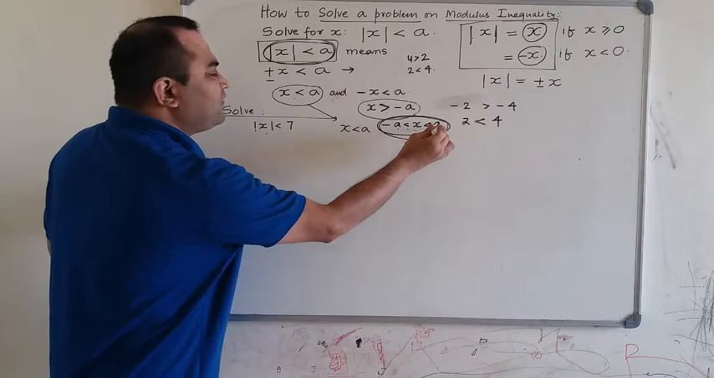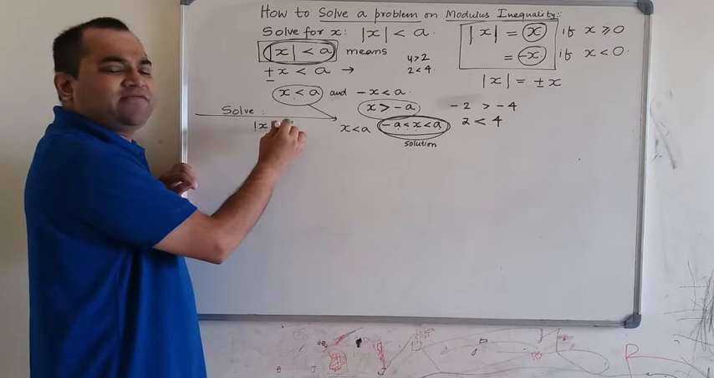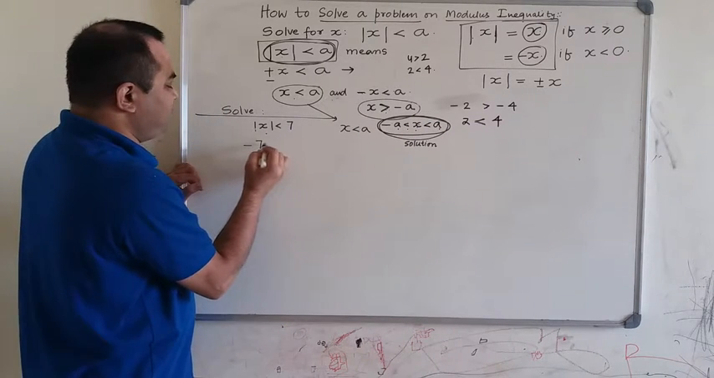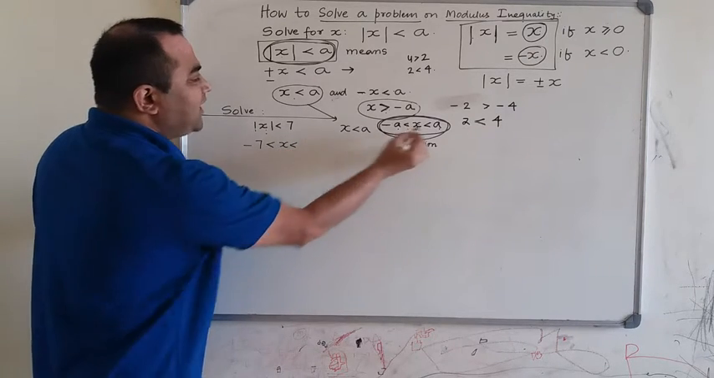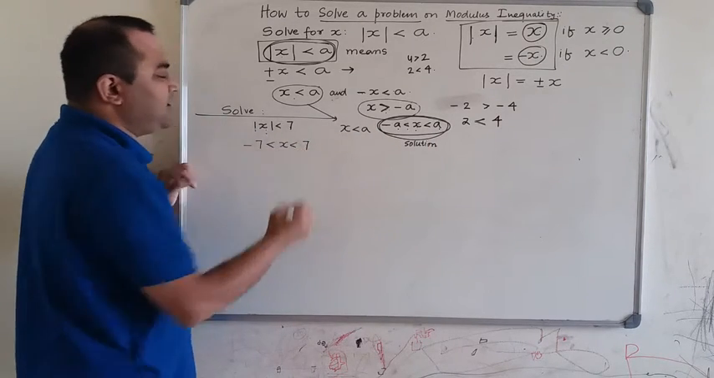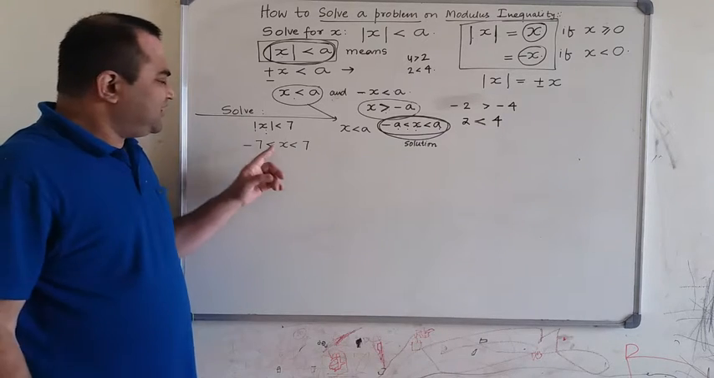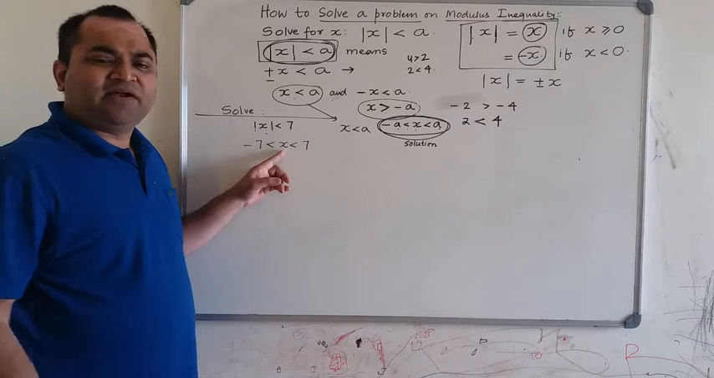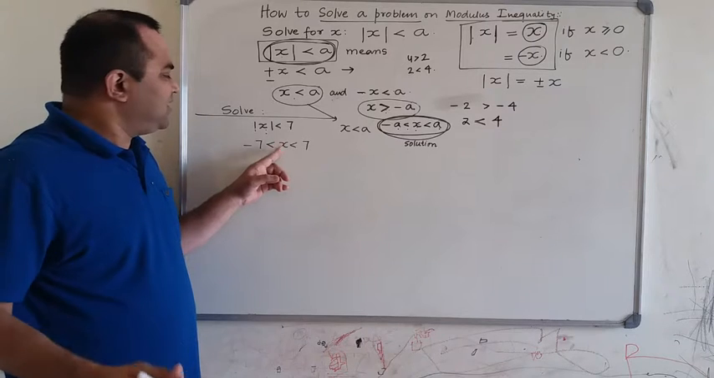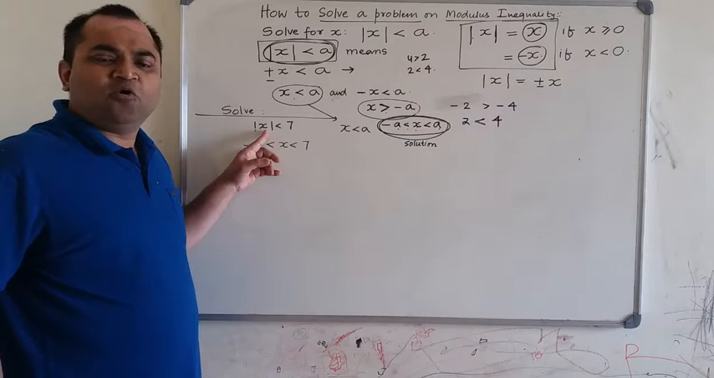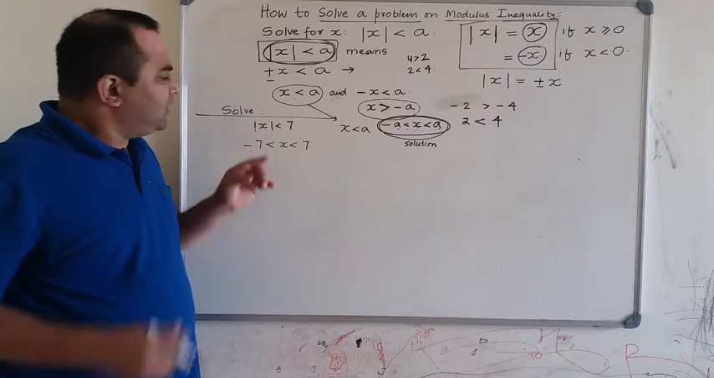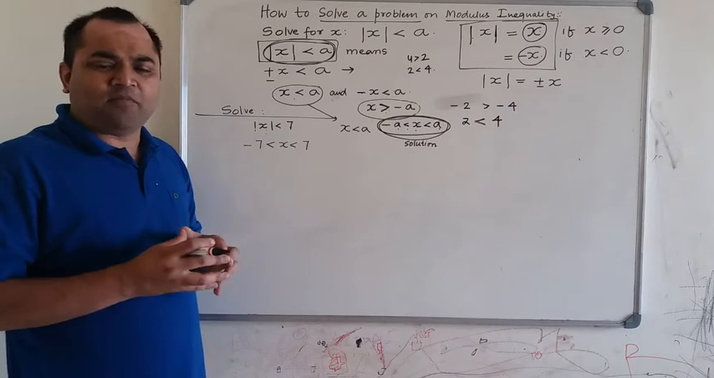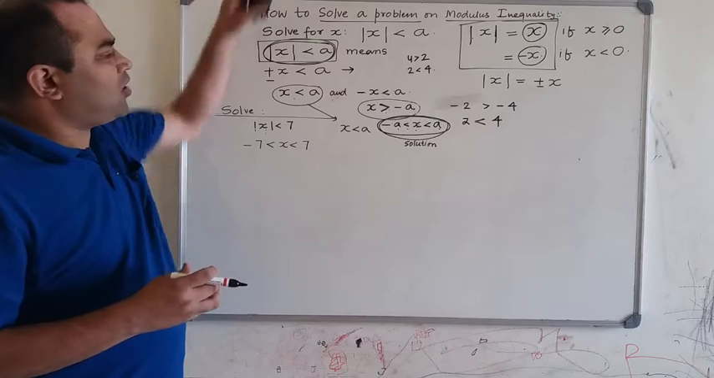Here in the place of a, what do we have? 7. So minus 7 is less than, put x here, is less than a, which is 7 here. So this is the solution, that is the values of x satisfying this absolute value or modulus inequality on x. Now I will deal with another problem which is slightly more complex.